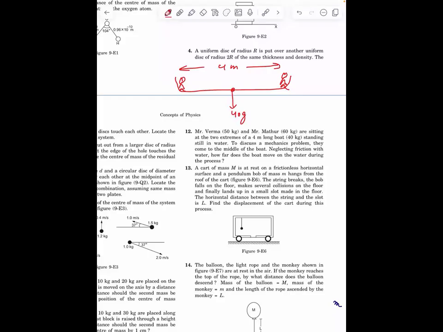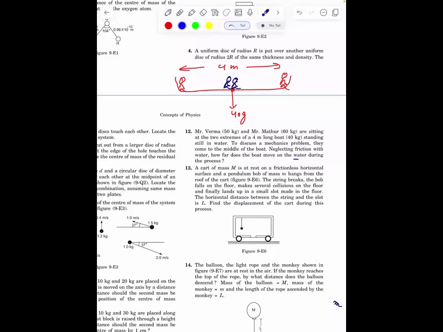And now what they are saying is that in order to discuss a problem of mechanics, because he's a physics teacher and Mathur is also his friend, both come to the middle of the boat. So if you neglect the friction with the water, how far will the boat move during the process?